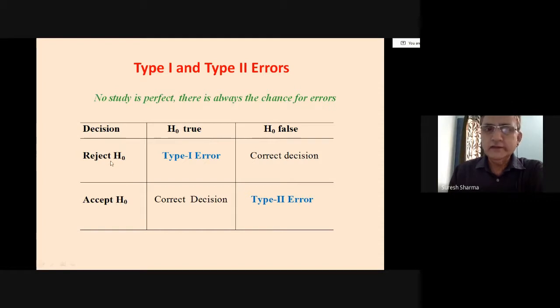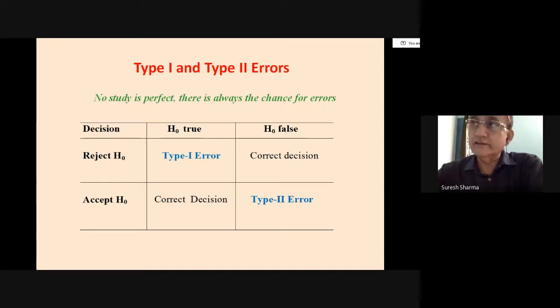So your decision is reject H naught when H naught is true. What does this mean? H naught is true means something is of good quality, but it has been rejected. That means it is an error. It was a good quality, but it has been rejected. And this type of error in statistics is called type 1 error. And this error is a very serious error.